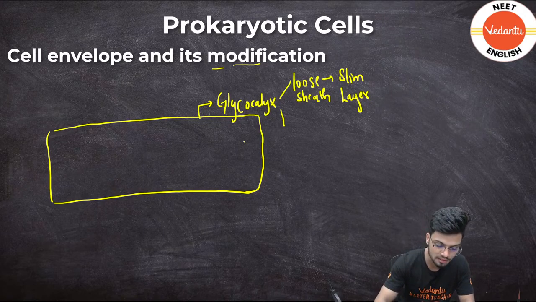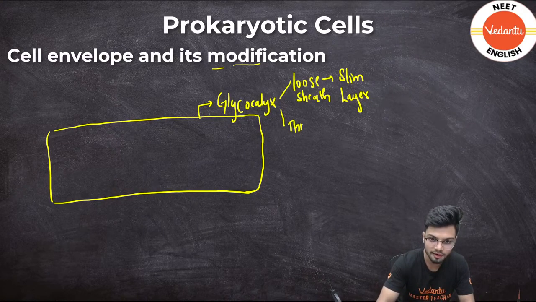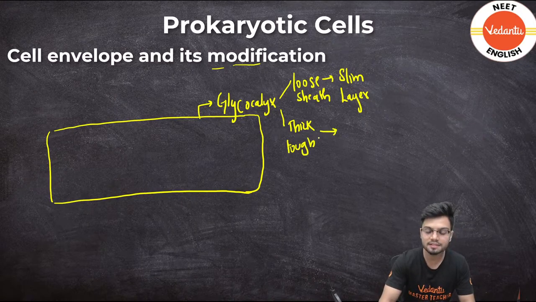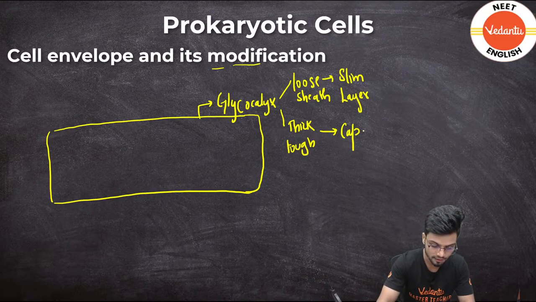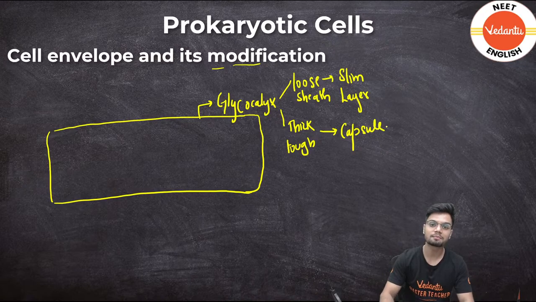Now what about if the glycocalyx is not loose? If the glycocalyx is completely thick and tough, it is very thick and tough. When the glycocalyx is very thick and tough, it is called your capsule. It is called capsule.